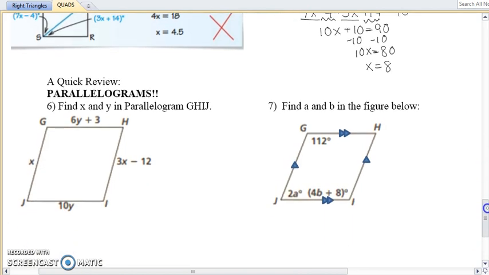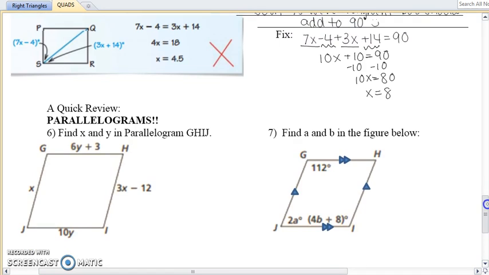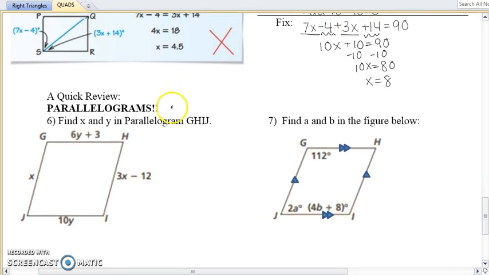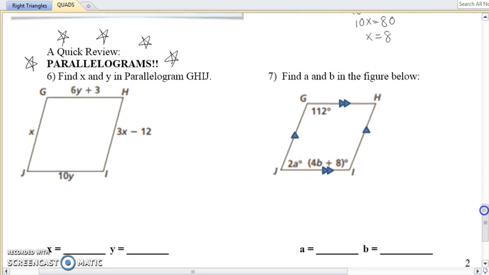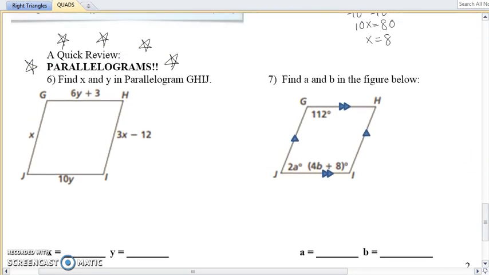Okay. I would like you to give number 6 and 7 a shot. Again, it's a review on parallelograms, all of the properties we've talked about before. So I would like you to set up an equation to solve for x and y in both number 6 and number 7. Number 7 you're solving for a and b. But set up and solve an equation for both of those variables. Once you're done, check them off with me and I'll give you the homework. All right. Good luck.